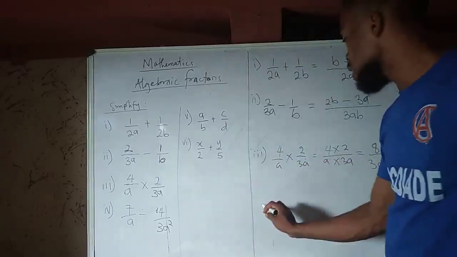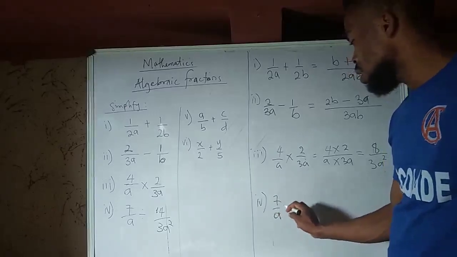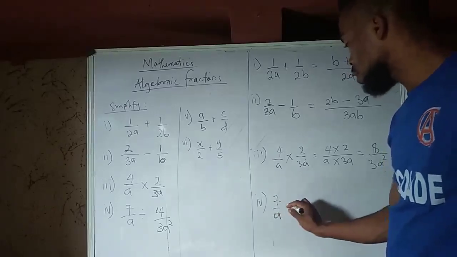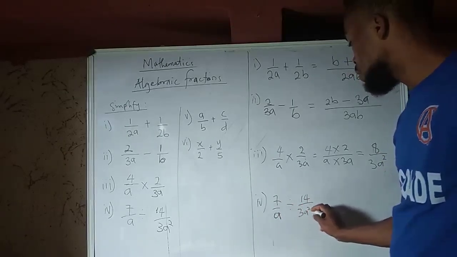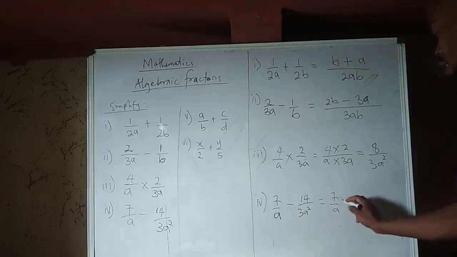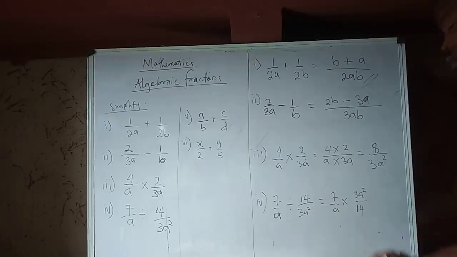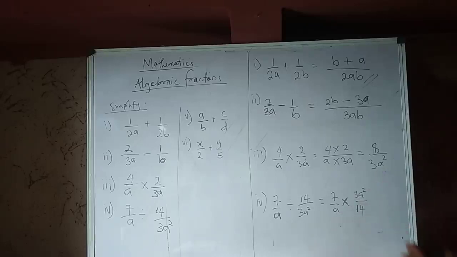Okay, so let's go to the next one, where we have 7 over a divided by 14 all over 3a squared. So this is quite simple. This will be equal to 7 over a times 3a squared over 14. Now you can see that in this problem we have a multiplication sign, and when we have a multiplication sign, I always advise that you look out for numbers that can cancel, so that you can simplify your problem.